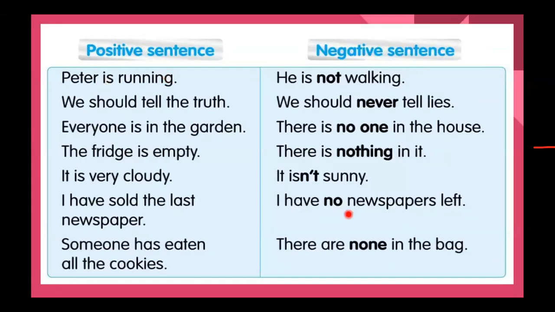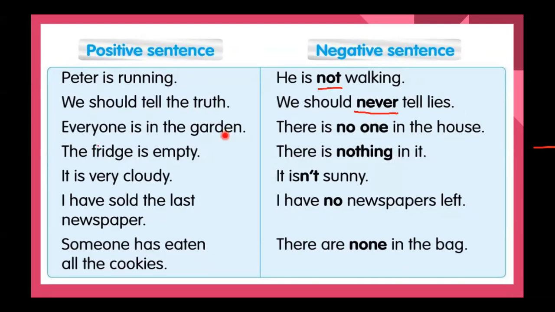Now see, positive sentence versus negative sentence. Peter is running. Negative sentence, he is not walking. So what's the negative word over here? Not. Word not को देखकर हमने figure out कर लिया कि ये negative sentence है. We should tell the truth. Positive sentence. We should never tell lies. So this is a negative sentence with a negative word called never.